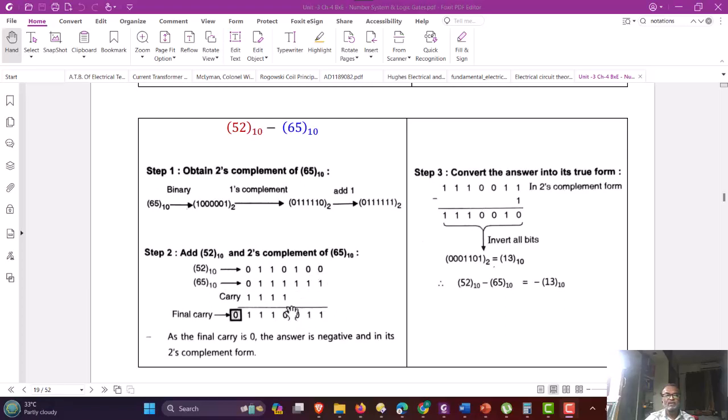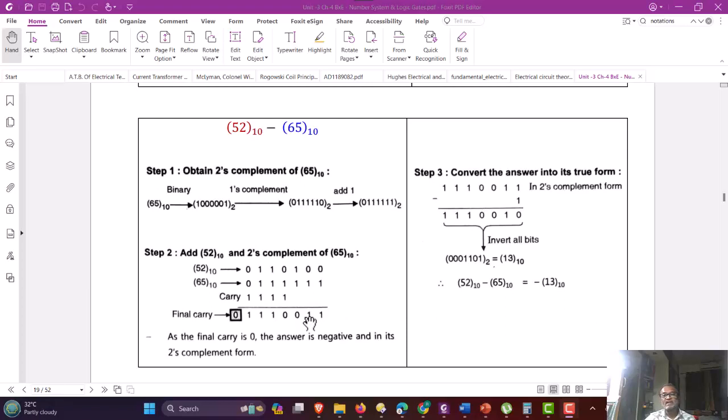Column by column we are going to perform the addition and we will get the result, and finally we observe in the last column that there is no carry generated. In 2's complement arithmetic or subtraction, we have already listed above that when there is no carry generated, the answer of the subtraction is negative and it is in 2's complement form.